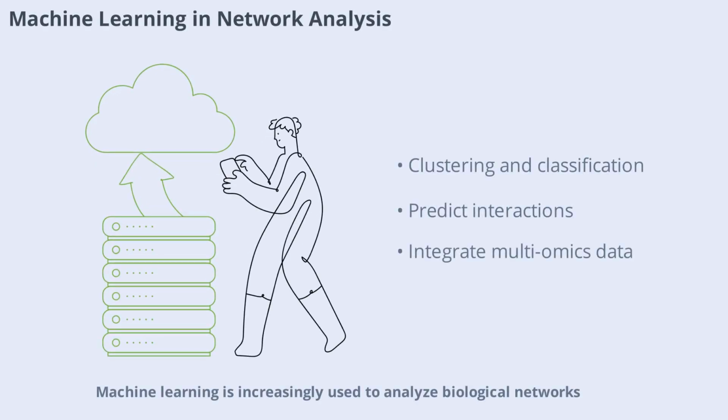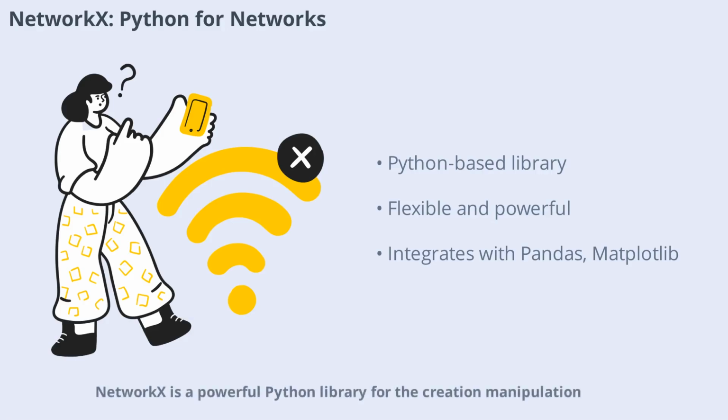Machine learning is increasingly used to analyze biological networks. Algorithms can classify nodes, predict interactions, and uncover hidden patterns. Techniques like clustering, classification, and network embedding help make sense of large, complex datasets. Machine learning can also integrate multiple types of data, such as genomics and proteomics, providing a more comprehensive view of biological systems.